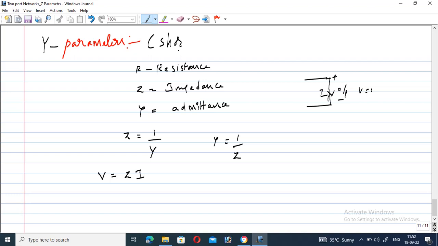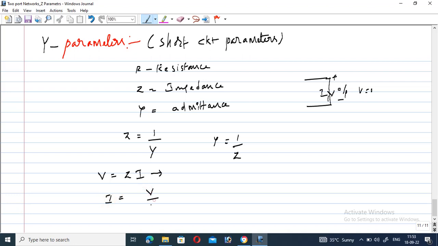So Z parameters are generally called open circuit parameters, and Y parameters are called short circuit parameters. Short circuit parameters means that from this equation, I is important. So the Y parameters equation can be represented in terms of I1 and I2. If you want to write the equation in terms of I, what is the value of I?